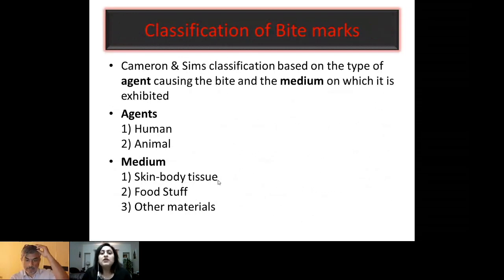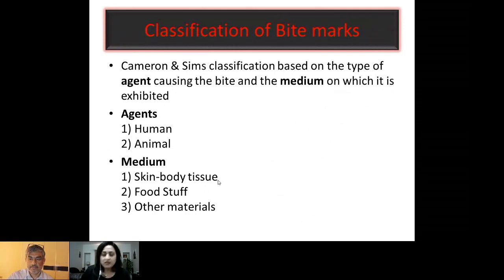Now we go on to the classification of bite marks. Cameron and Sims classification is based on the type of agent causing the bite and the medium on which it is exhibited. Agents can be human and animal. We will differentiate between the human bites and the animal bites. And the correct protocols for collection, management, preservation, analysis, and interpretation of this evidence should be employed if useful information is to be obtained for the courts.